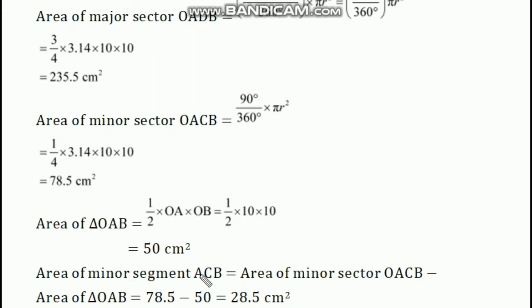So area of minor segment AC equals area of minor sector OACB minus area of triangle OAB, equal to 78.5 minus 50, equal to 28.5 centimeter square. This is the area of minor segment. So we found the area of major sector and area of minor segment.